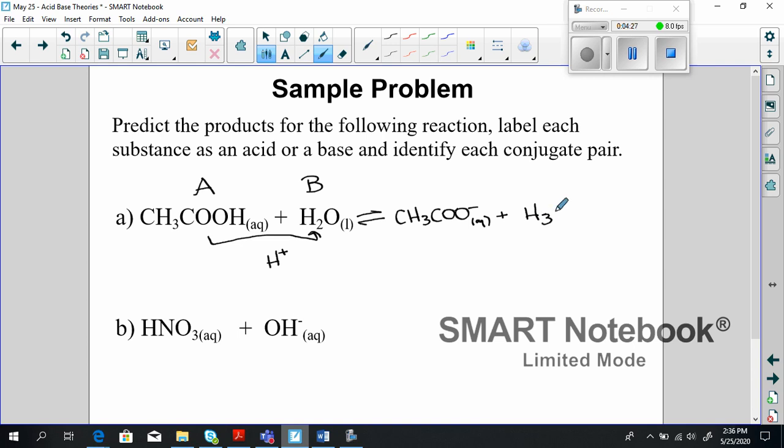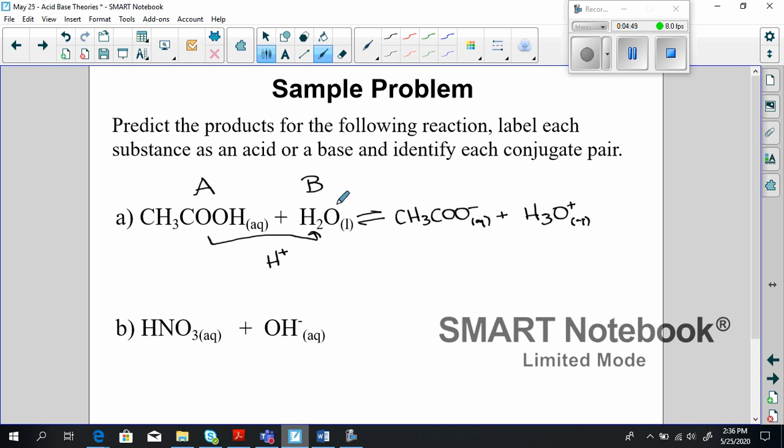H3O, and it was neutral, it had no charge, and it gained a positive, so now this becomes positively charged. So there are our products, and it's an ion, so it's going to be aqueous. The other thing we have to be careful of is just our net charge, and it's kind of a tripping point for some students, so just make sure that your net charge on the left is the same as the net charge on the right.